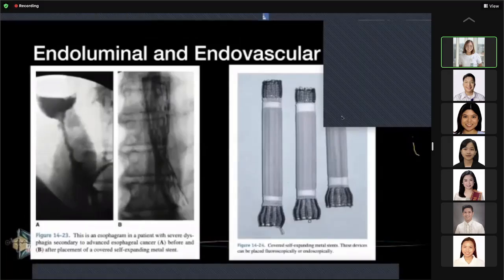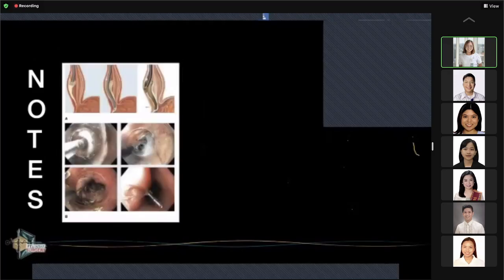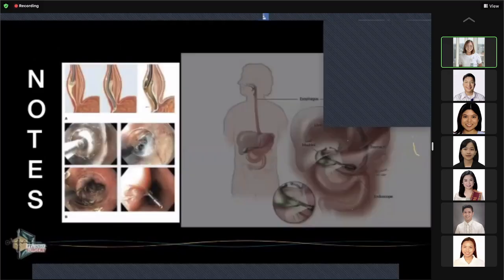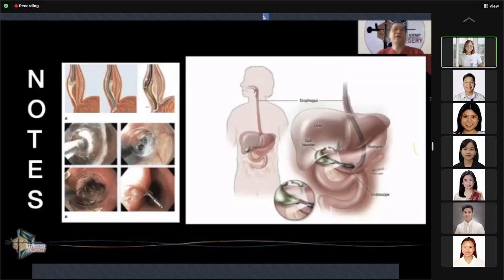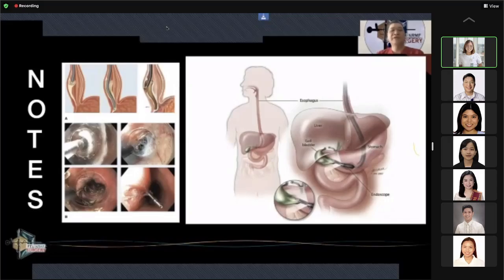So NOTES, just to show you how it's being done. So this is a transoral approach, cholecystectomy. Using an endoscope, you go into the mouth, out to the stomach, into the gallbladder area. So this is how endoscopists perform this procedure.